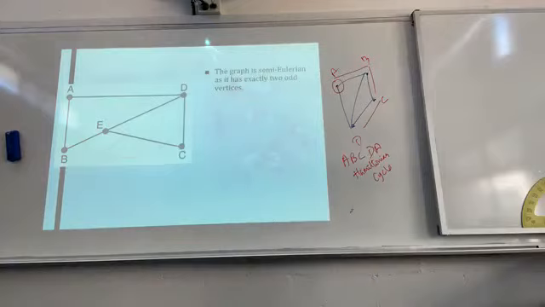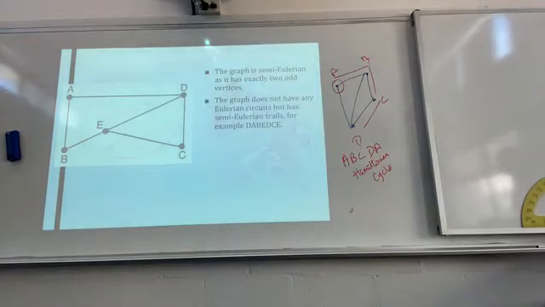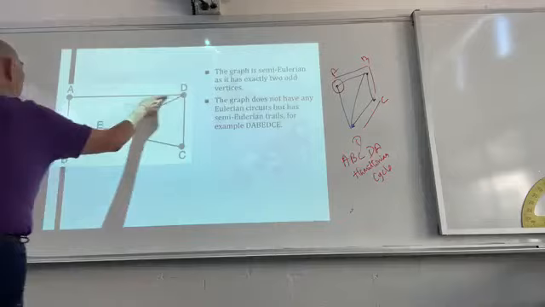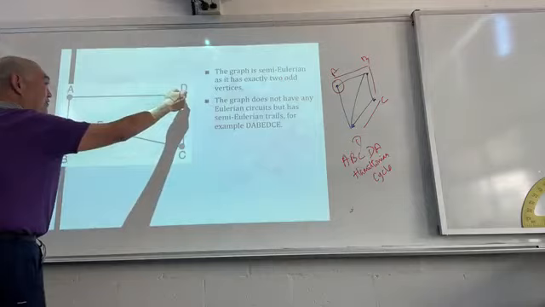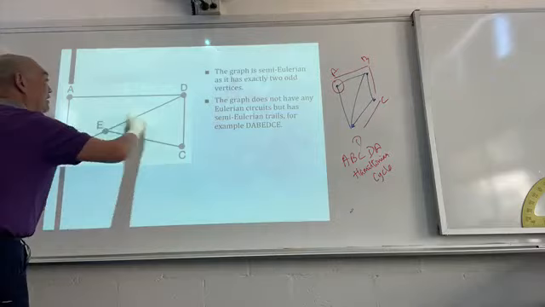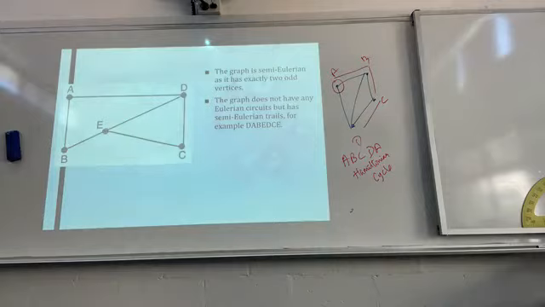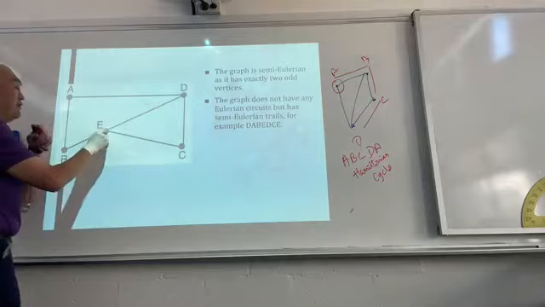This is how you analyze a graph. It does not have any Eulerian circuit, but it has a semi-Eulerian trail. You can go from D, A, B. Oh, hang on. You've got to start from here. For a semi-Eulerian trail: D, C, E, D, A, B, and E. You finish at E, because you cannot repeat this edge to go back.